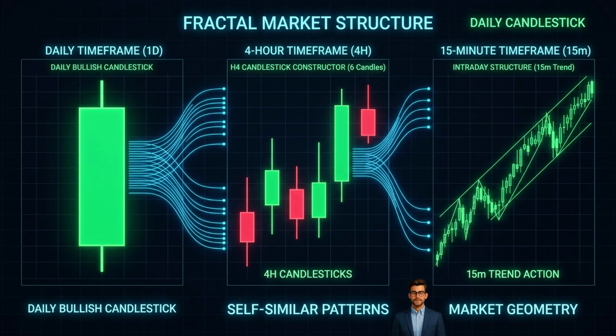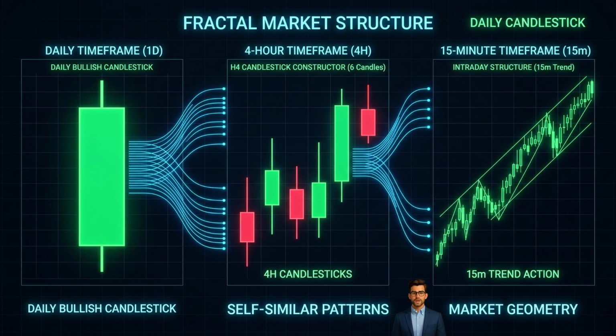In geometry, a fractal is a never-ending pattern that is self-similar across different scales. If you look at a snowflake under a microscope, the tiny microscopic branches look exactly like the entire snowflake. The financial markets operate on this exact same principle. A head and shoulders pattern on the monthly chart behaves mechanically the same way as a head and shoulders pattern on the 1-minute chart.